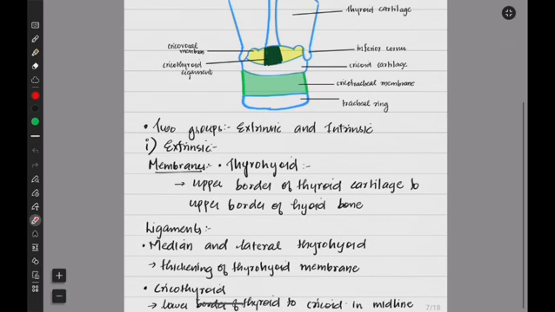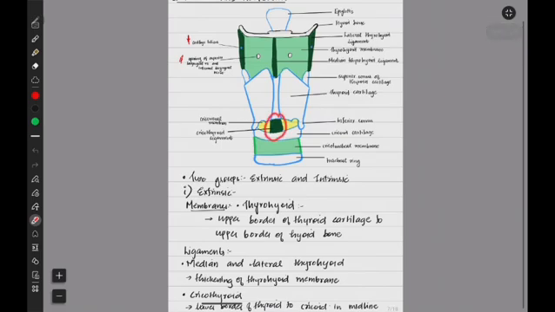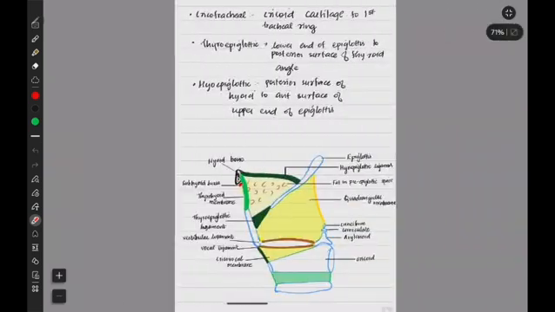The next ligament is the cricothyroid ligament. So this is the cricothyroid ligament. It extends between the lower border of the thyroid and the cricoid in the midline. So that is about the cricothyroid ligament.